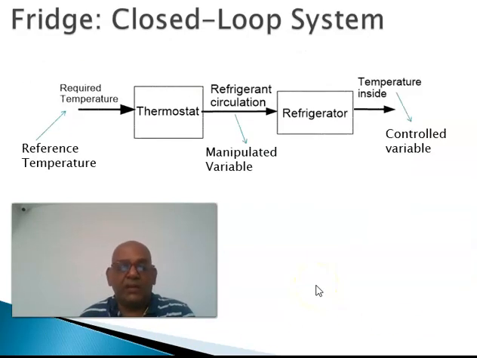This we said we can represent in the form of a block diagram shown here. The reference temperature is the temperature that we require to exist within the refrigerator. Thermostat is the setting through which we give that required temperature, and the manipulated variable, the variable which directly affects the controlled variable, is the refrigerant circulation.